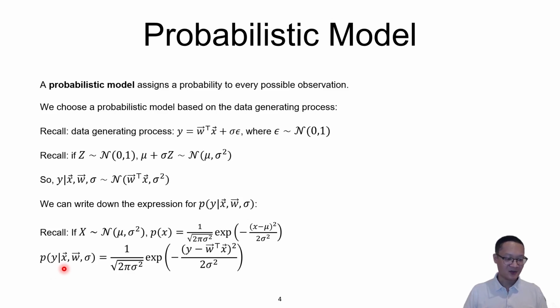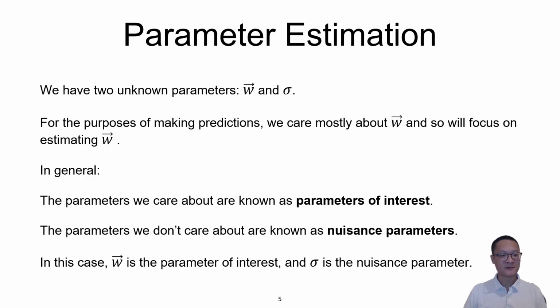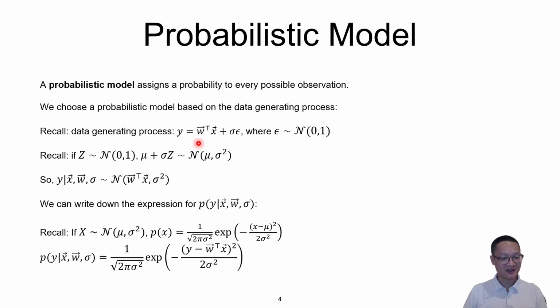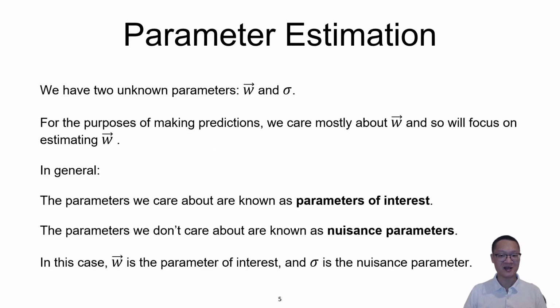Again, we should keep track of what is given and what is unknown. X and Y are given, and then W and sigma are the unknowns. If we just want to make predictions, we just care about W, right? Because the model is Y equals W transpose X, and then this is just noise. We can always generate more noise. But what we really need to determine is this W, so we can make predictions.